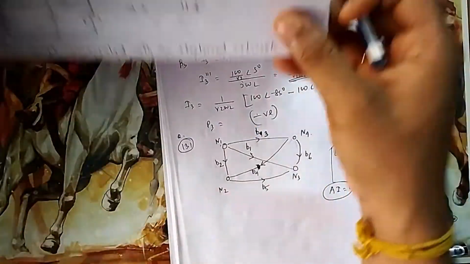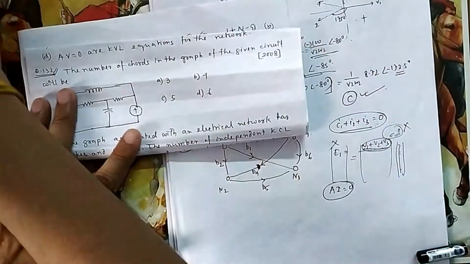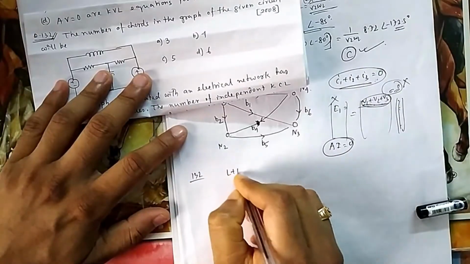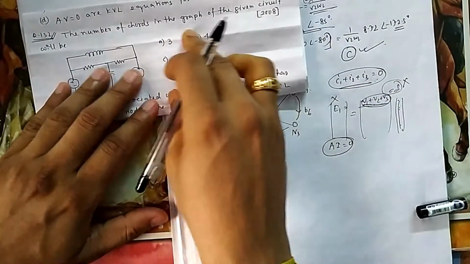Next, the number of chords. So chords, links, independent loops, all have the same formula. What is the formula? L plus N is equal to B plus 1. That was the way we used to remember it.